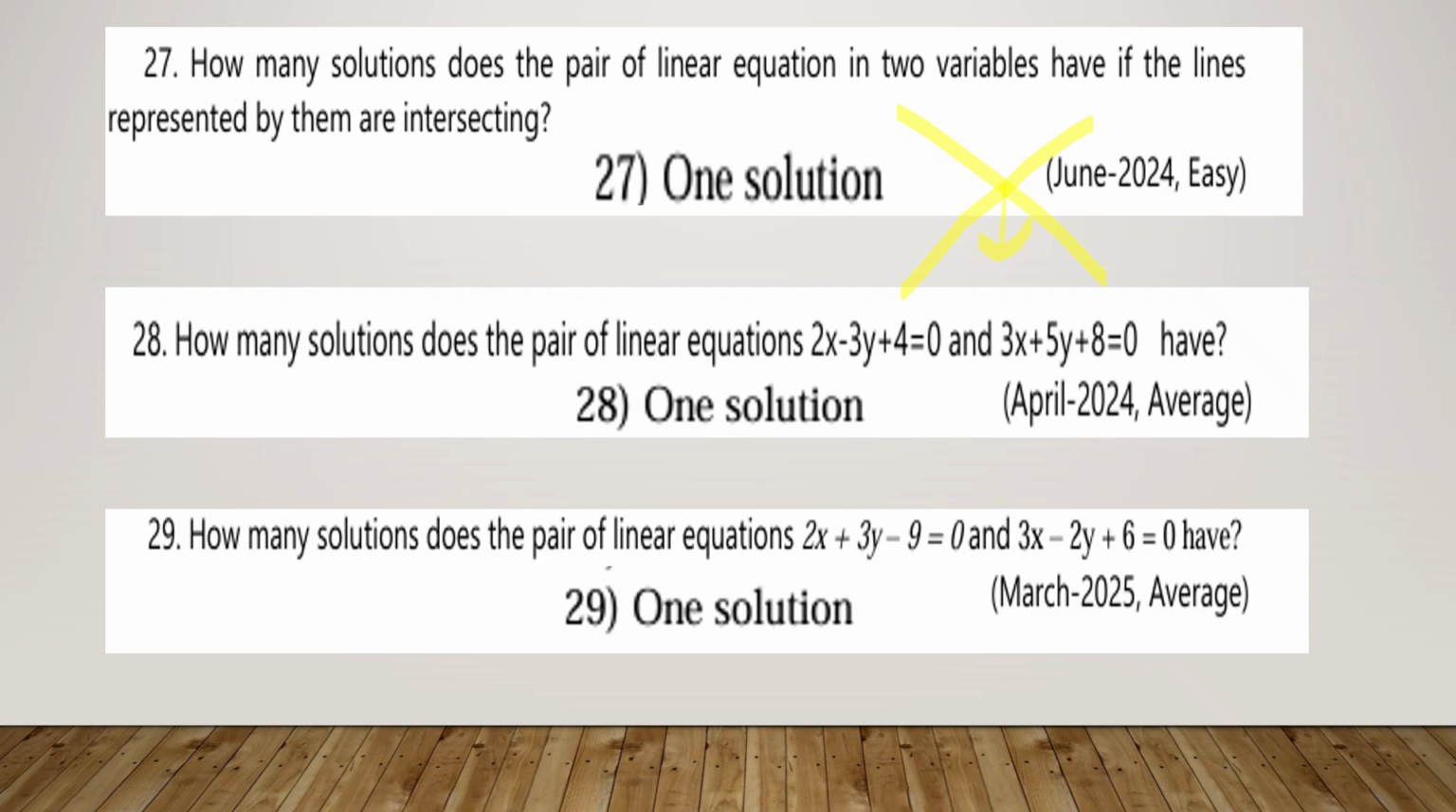How many solutions does the pair of linear equations 2x - 3y + 4 = 0 and 3x + 5y + 8 = 0 have? That is one solution. Question number 29. How many solutions does the pair of linear equations 2x + 3y - 9 = 0 and 3x - 2y + 6 = 0 have? That is one solution. So this is regarding question numbers 27, 28 and 29. So the three conditions you have to know.